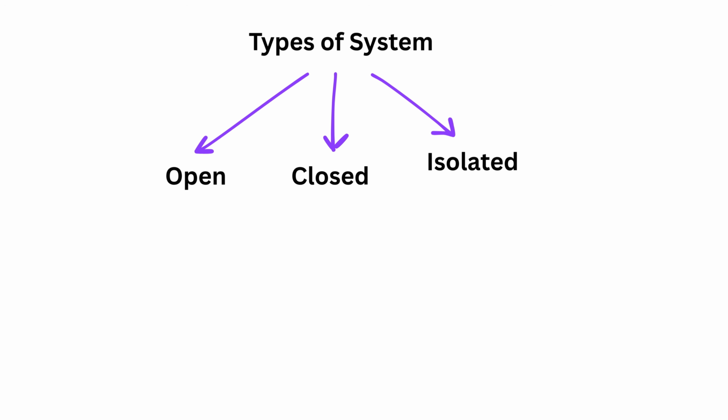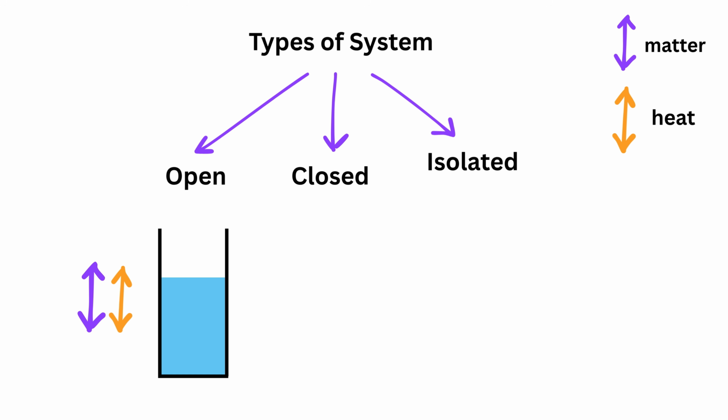Now, depending on how a system interacts with its surroundings, it can be classified into three main types: open, closed, and isolated systems. An open system is one which can exchange both matter and energy with its surroundings. A very simple example is a boiling pot of water without a lid. Steam goes out. That's the exchange of matter. And heat flows in or out. That's the exchange of energy.